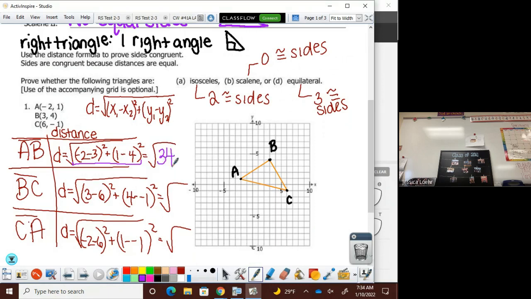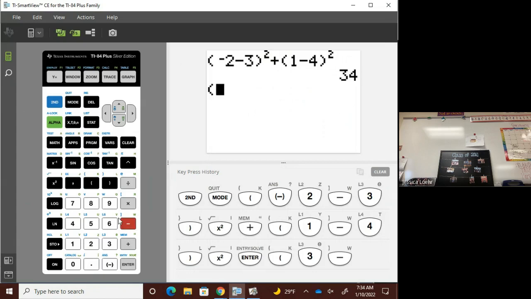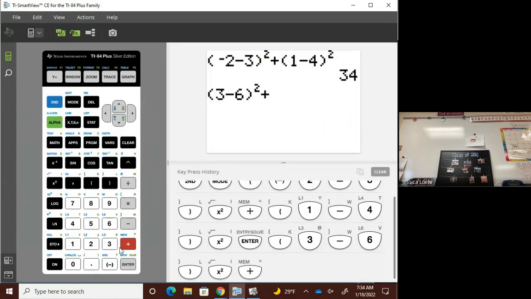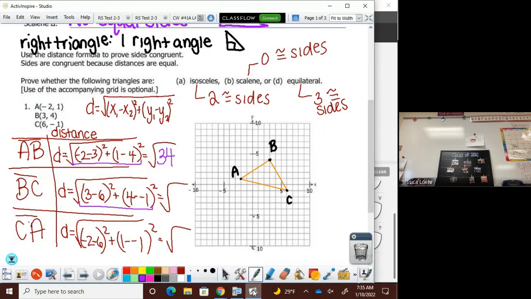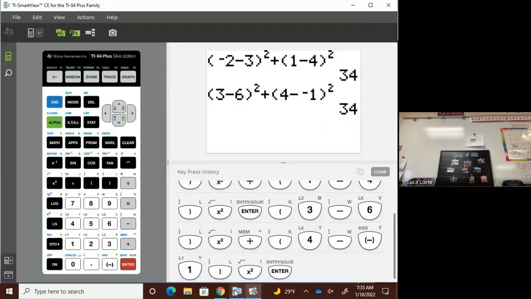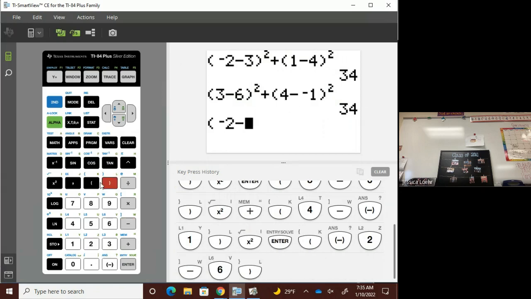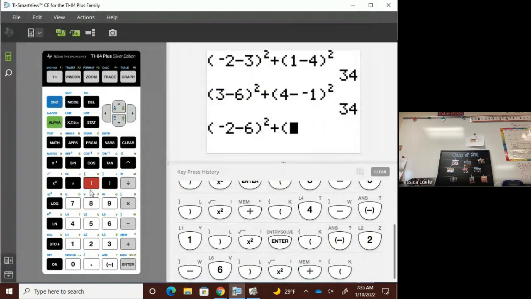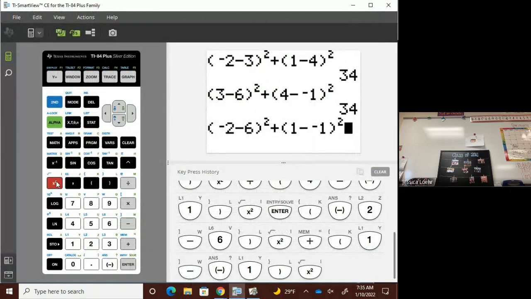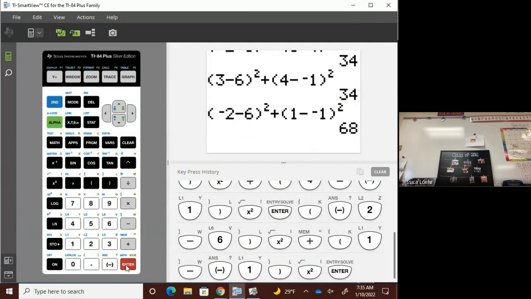Then you're going to do the same thing with side BC. 3 minus 6 squared plus 4 minus -1 squared. Gives me 34. And then the last one, you're going to do the same thing. -2 minus 6 squared plus 1 minus -1 squared. Which is 68.